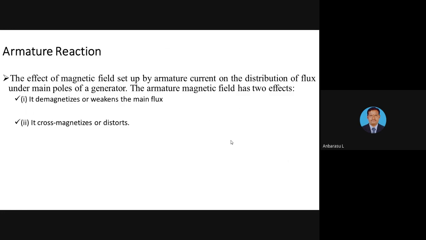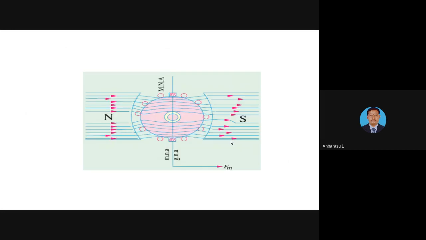Here the armature reaction is the interaction between the armature flux and the main flux. It is called armature reaction. The effect of armature reaction is that it demagnetizes or weakens the main field flux. So one of the effects is that it weakens or demagnetizes the main flux. Second, it cross magnetizes or distorts the main flux.